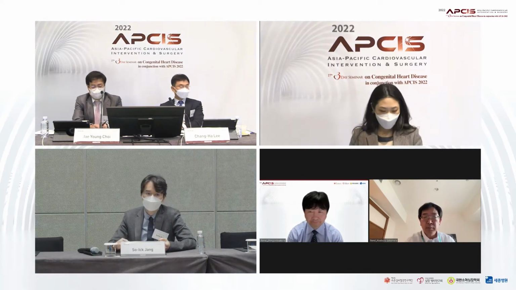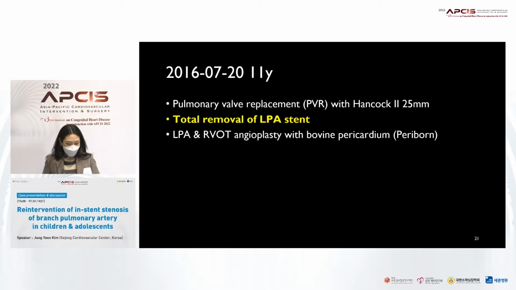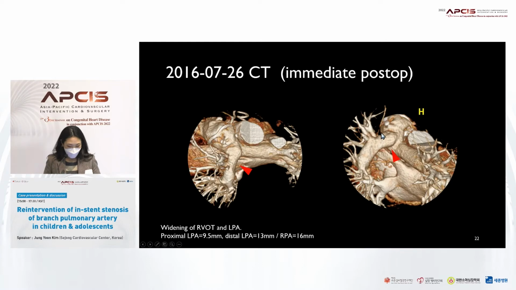Okay. So she underwent surgical PVR and RVOT reconstruction and also total removal of the LPA stent. So LPA and RVOT angioplasty with bovine pericardium in our patient. That is the immediate post-op CT scan. It shows widened RVOT and LPA, as you can see.